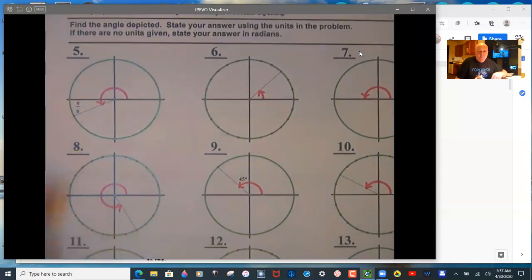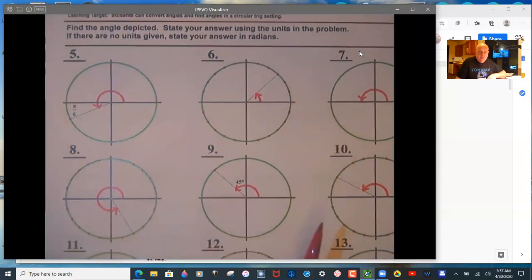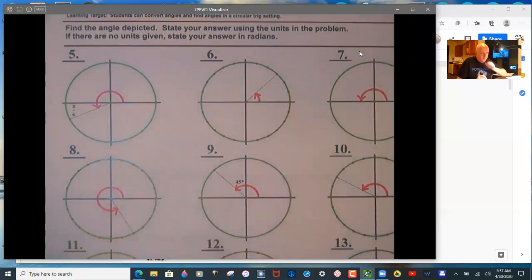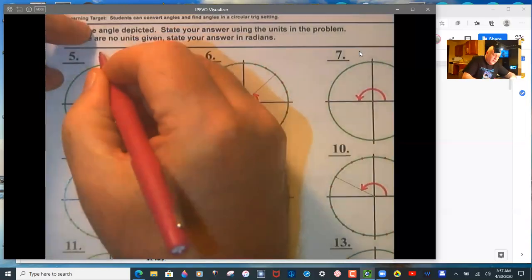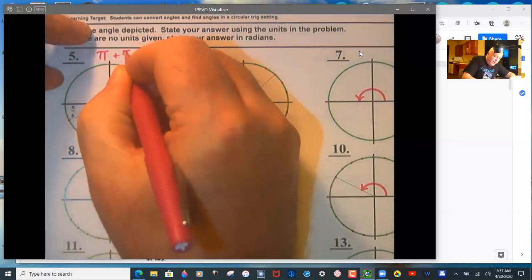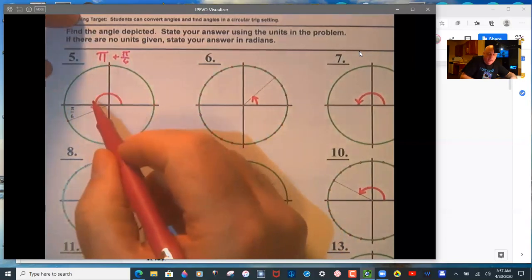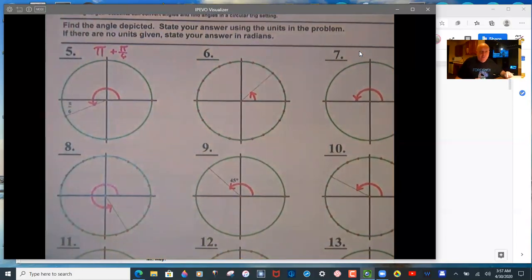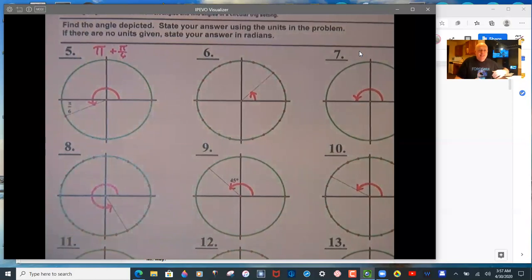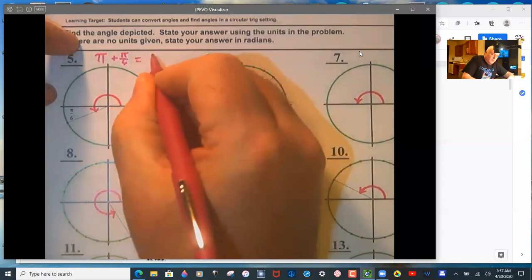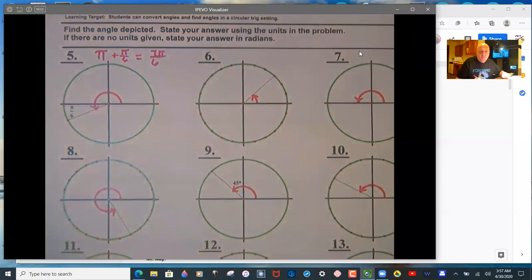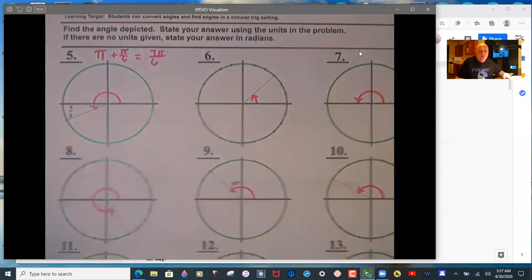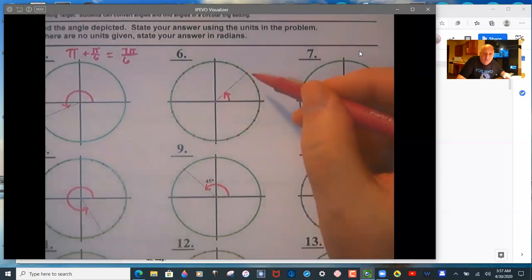And then if you do have scale marks, you have to count and then put it in radians if you don't see degrees. Radians is used more widely. So this is going to be pi plus pi over 6. Why? Because halfway is pi. Commit that to memory. 1 plus 1/6 is 7/6. And then you put the pi in afterwards. 7 pi over 6.